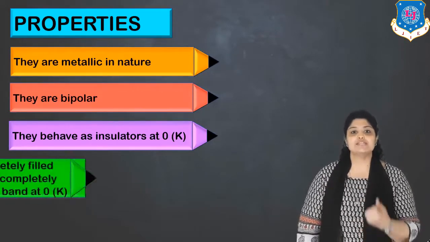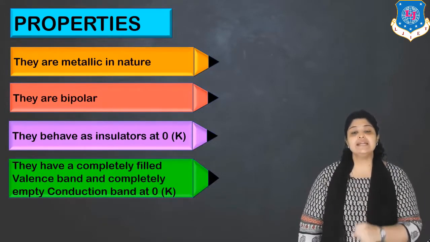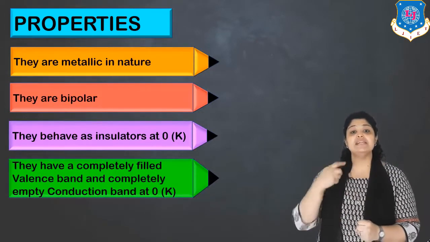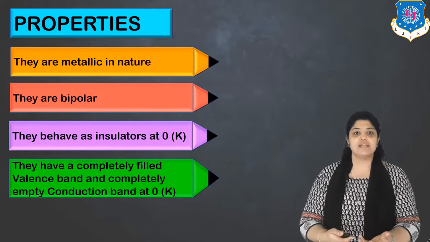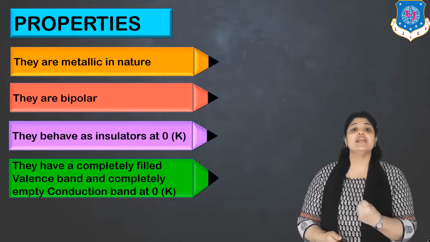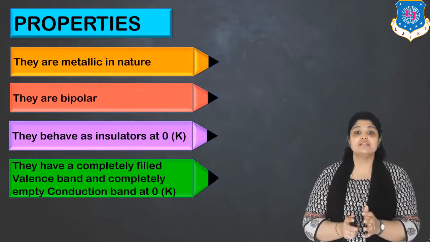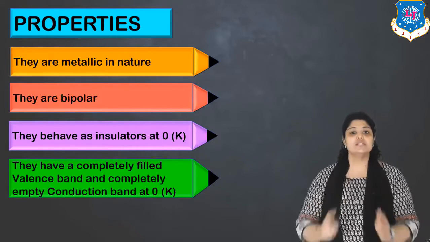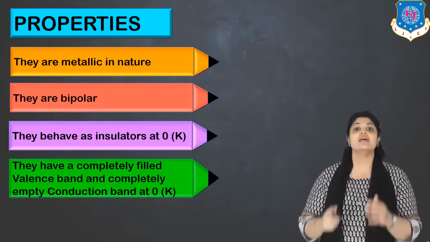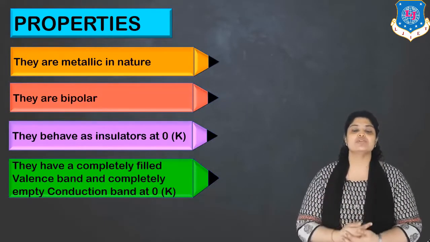Let's see which is the next property. They have a completely filled valence band and a completely empty conduction band at 0 Kelvin. As I just explained, the valence band is full of electrons because of the covalent bonds, but the conduction band is empty because there is no energy, there is no bond breaking, and so there is no electron in the conduction band.